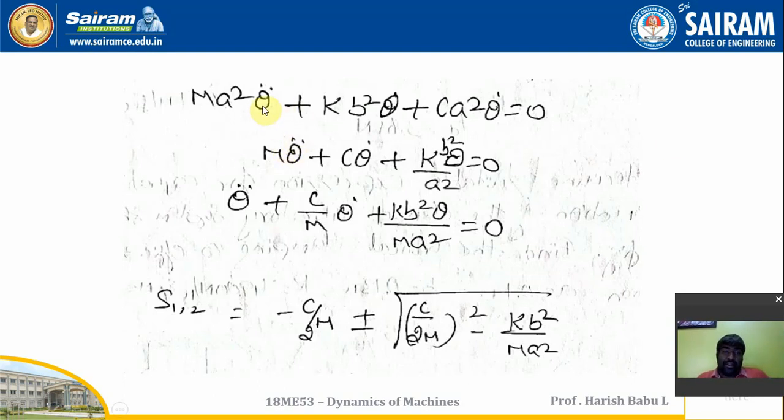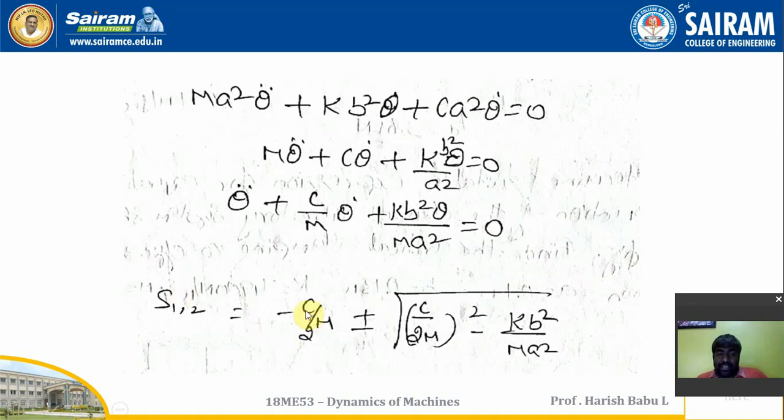So when I divide by m a square, I am going to get theta double dot plus c by m theta dot plus k b square theta divided by m a square equals to 0. So this is very similar to a x square plus b x plus c. So I want to get the solution like this.